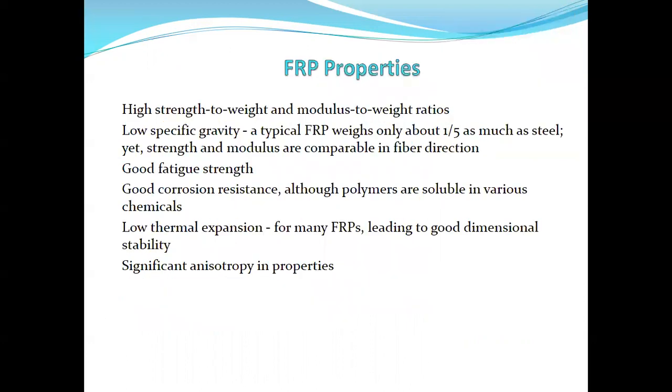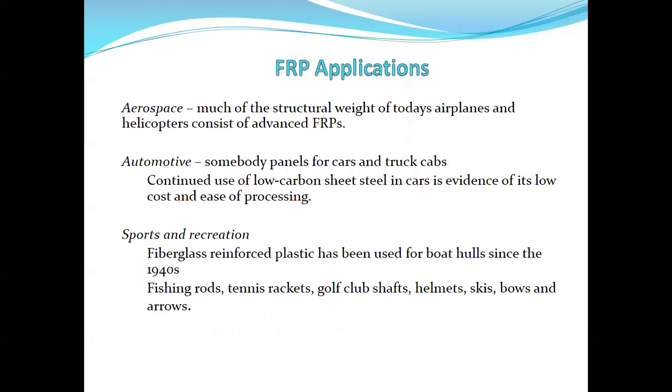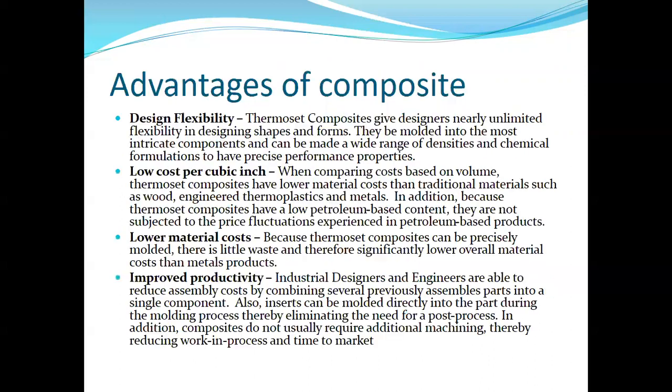And the fiber reinforced polymer properties: high strength to weight and modulus to weight ratio, low specific gravity, high fatigue strength, good corrosion resistance, and low thermal expansion, with significant anisotropy in properties. Then applications of fiber reinforced polymer: aerospace, automotive, and sports and recreation areas where we are using these materials. Then advantages of composite: design flexibility. So as per our requirement, we can make the product. Then low cost per cubic inch and low material cost, and improved productivity. These are the advantages of composite.